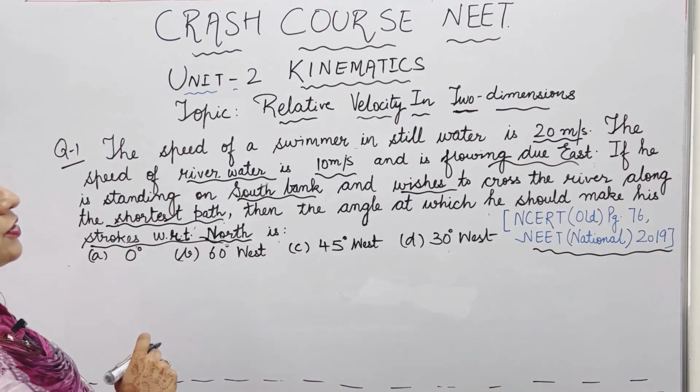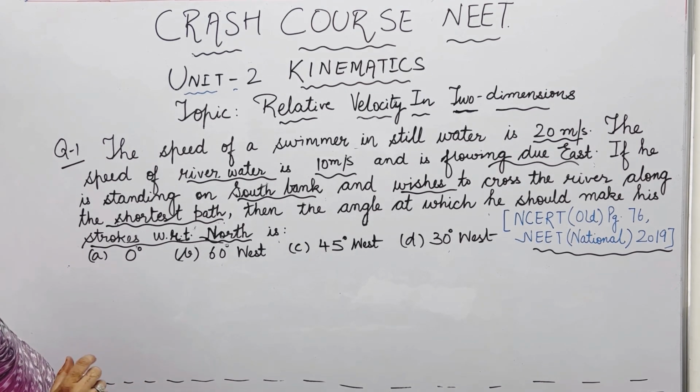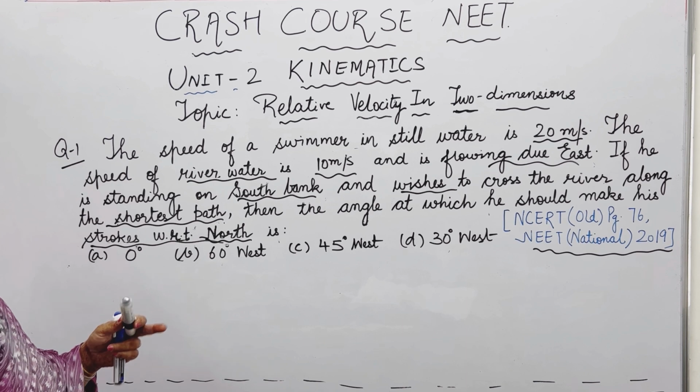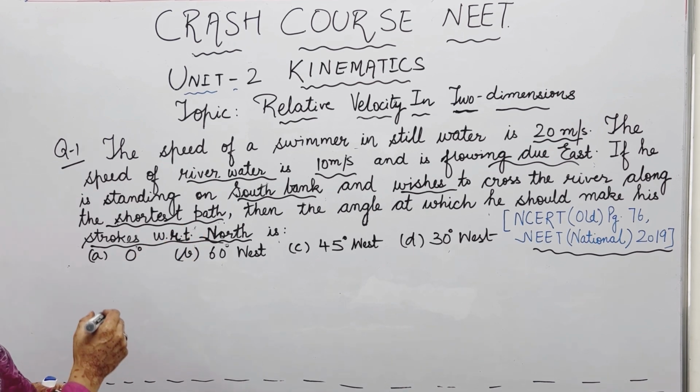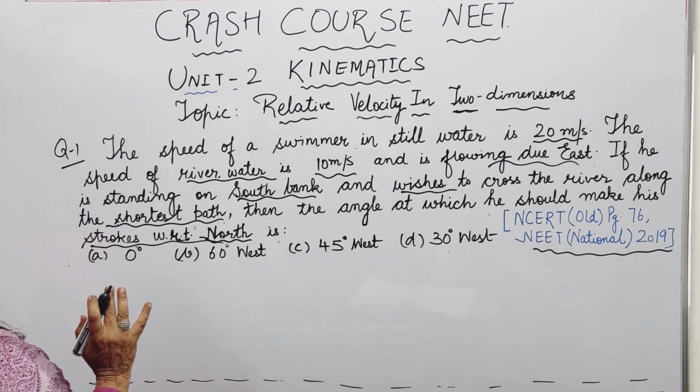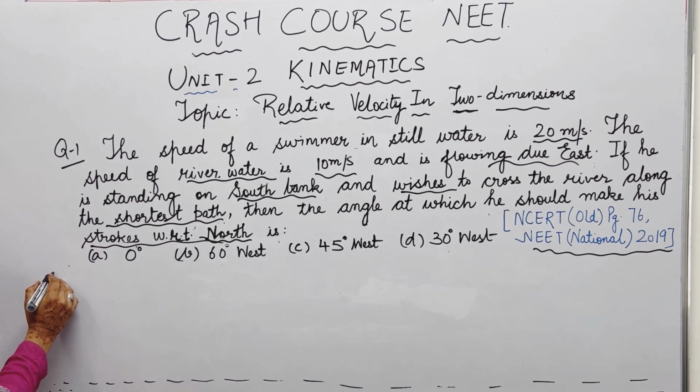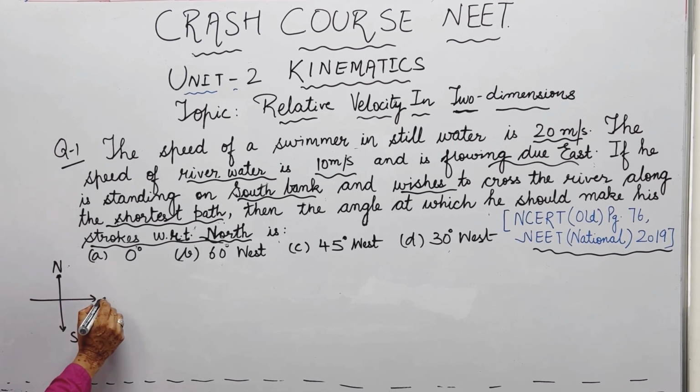In this 2 dimension topic, this is the style of question that is asked, either the shortest distance between the banks of the river, or like this, at what angle he should make the strokes to reach through the shortest path. So the first thing in this is to assign the directions. So this is the north, this is south, this is the east direction, and the west one.